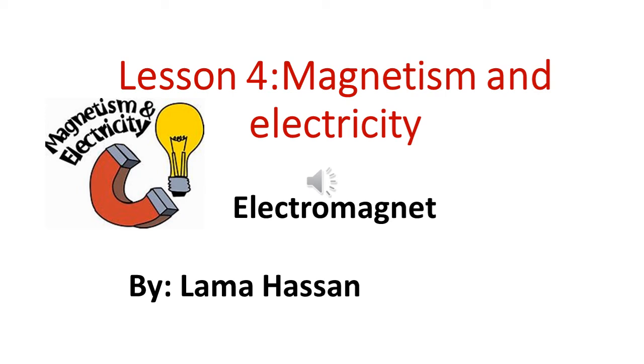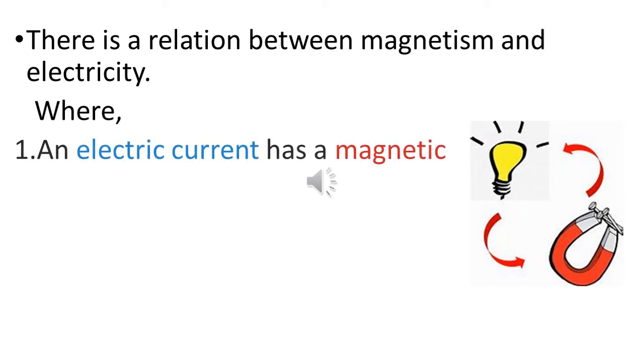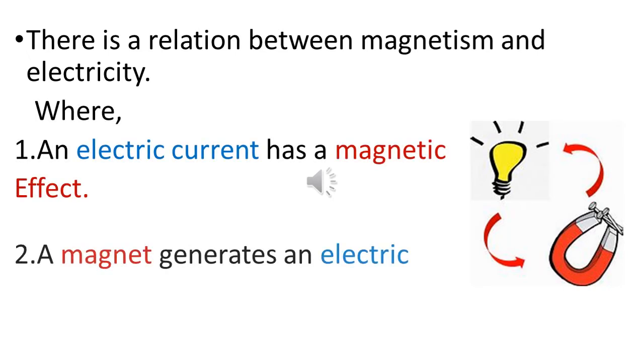Today we will take lesson 4 in unit 1. In this lesson we will talk about magnetism and electricity. We will talk about the relation between magnetism and electricity, where there are two relations between them. The first one, the electric current has a magnetic effect, and the second relation, any magnet can generate an electric current.